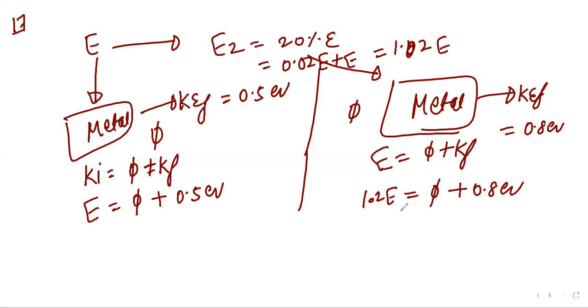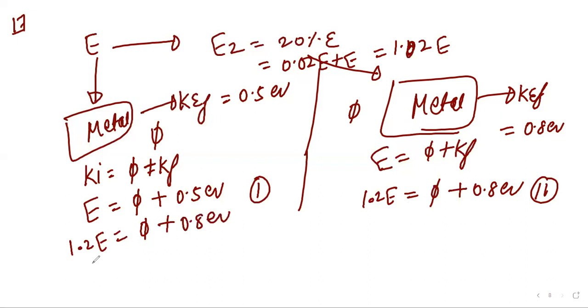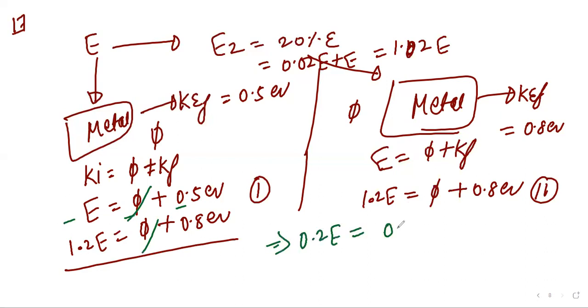Now solve it. These two equations, this is 1, this is 2. So I'll write here second one, 1.2 E equal to phi plus 0.8 electron volt. Subtract this one, upper one. So this will be minus, minus, minus. So this and this will get cancelled. So this will be 0.2 E equal to 0.3 electron volt. Understood?